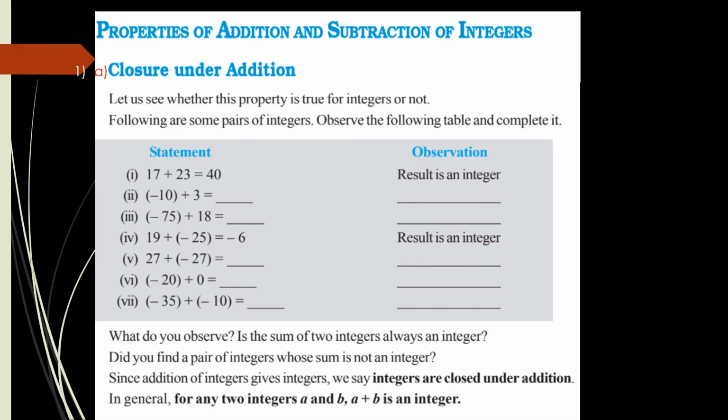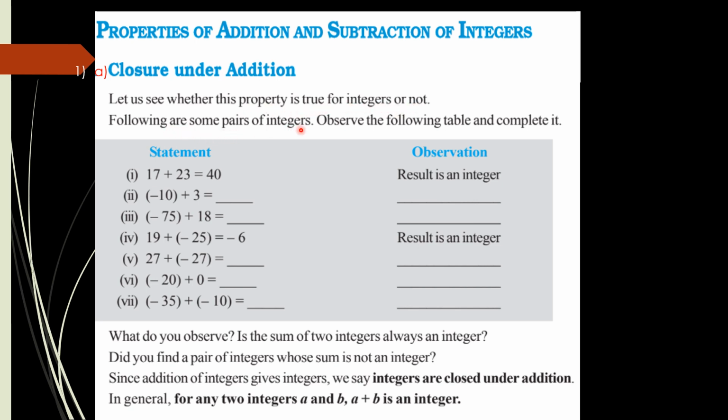Properties of addition and subtraction of integers. First property, that is closure property. Closure property under addition. You can open your textbook, page number 5. Let us see whether this property is true for integers or not.